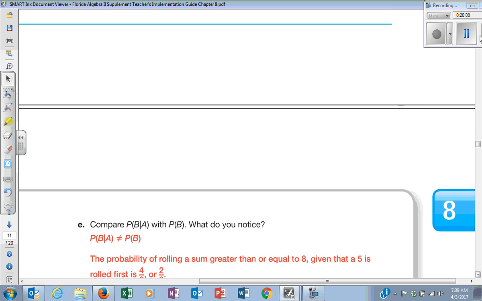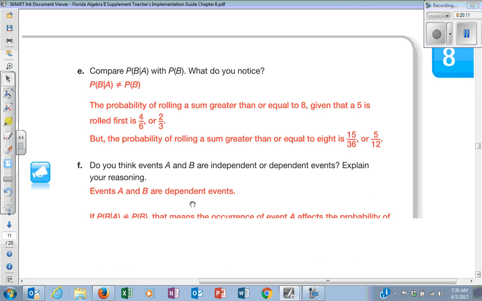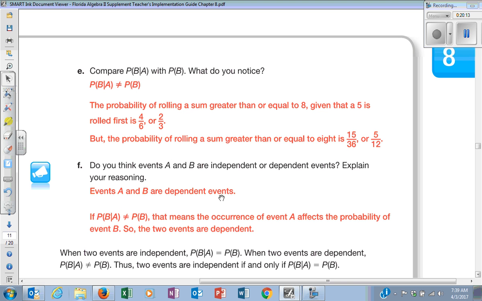So right here, when we compare the two probabilities, it's a 2/3 and a 5/12. Those don't equal each other. What does that mean? That means the two events are dependent on each other. Does that make sense?